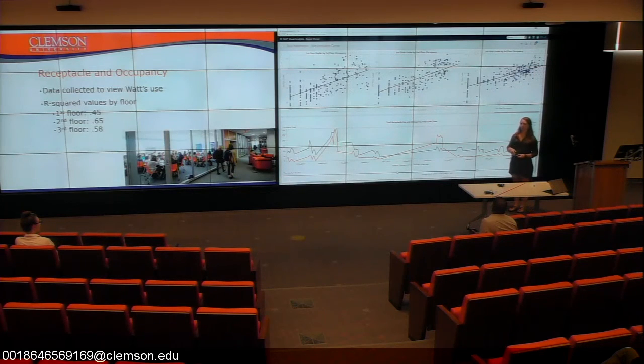If you look at the first floor, there's an R-squared value of 0.45, which is actually the lowest correlation in the building. And the reason why that is is because of the cafe, which has freezers and vending machines that are on all the time. The second floor has the strongest relationship with an R-squared value of 0.64. The reason why that's so strong is because the second floor is mainly just study rooms and classrooms. So if you walk into your classroom, you immediately plug in your laptop. And then the third floor also has a strong relationship with an R-squared value of 0.58.